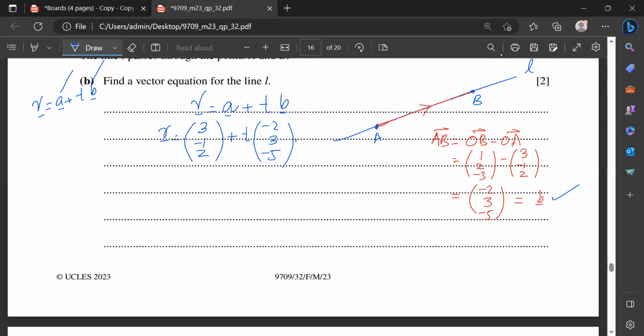So a is the point position vector, b is the direction vector, and the definition of the direction vector is that it is parallel to the line. As 2 points were there, you can find vector AB, and this can be treated as the direction vector for the line L. So we have the answer to this part.